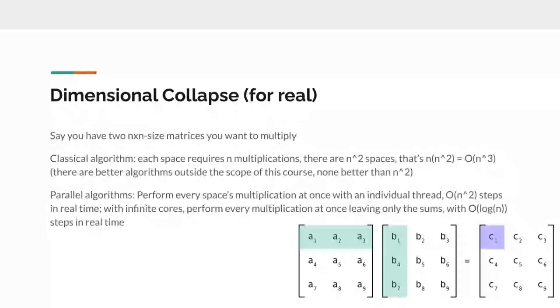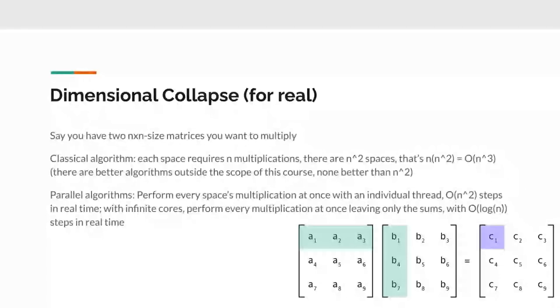So for real, say you have two n by n size matrices you want to multiply. So the classical algorithm is each space requires n multiplications because each space you're multiplying the elements of a row and a column together. So that's 1, 2, 3 for 3 by 3 matrices. So each space requires 3 multiplications. There are 3 squared spaces. So that's n times n squared equals n cubed. So it's going to be about n cubed operations. There are better algorithms outside the scope of this course, but there are none better than n squared.